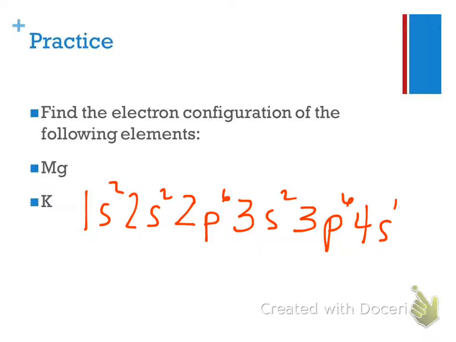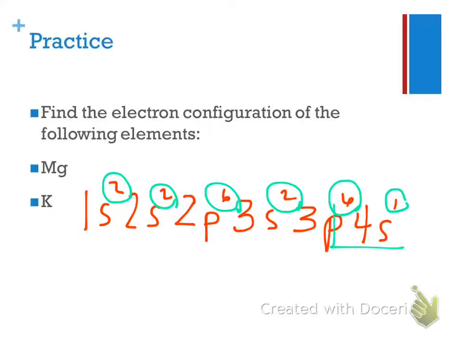So 2 plus 2 plus 6 is 10, plus 2 is 12, plus 6 is 18, plus 1 is 19. Does that match potassium? Excellent. What this is telling us is that the outermost electron for potassium is located in the 4s orbital. So it's in the 4th energy level, and it's in a spherical orbital. That's what those numbers tell us.